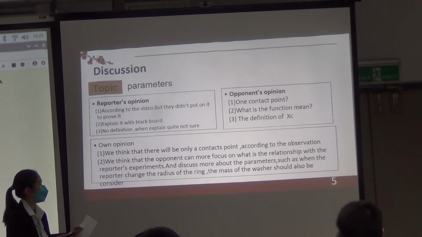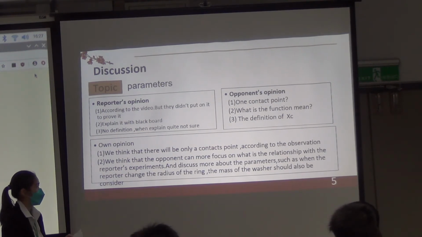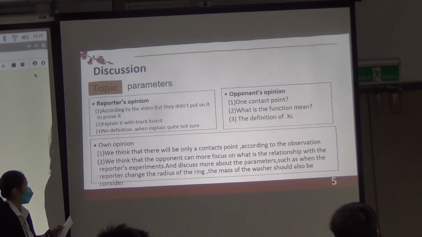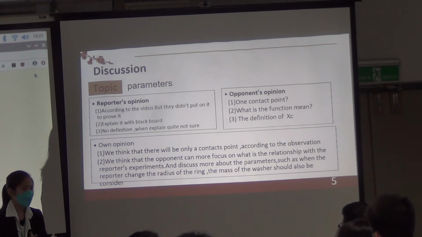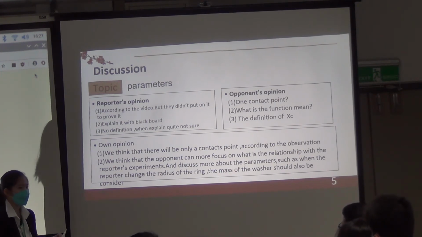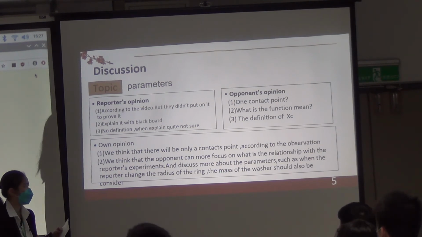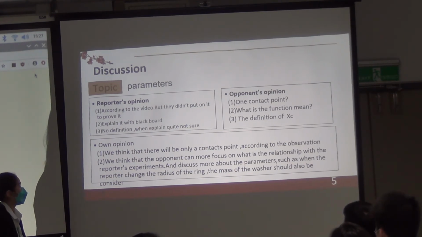The opponent asked about the contact points, the friction, what the function means, and the definition of XC. In my opinion, there will only be one contact point according to my video and the observation. We think the opponent can focus more on what experiment he does, and also point out the parameters that he can suggest the reporter to try.